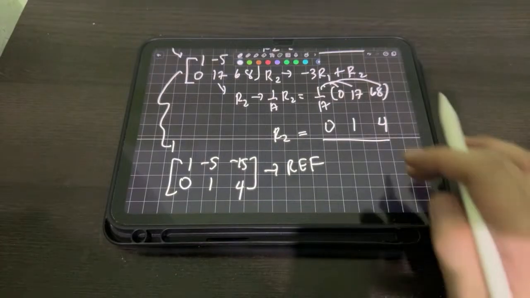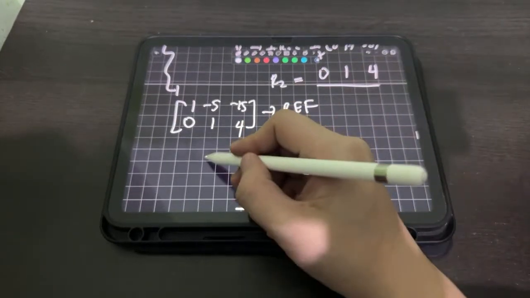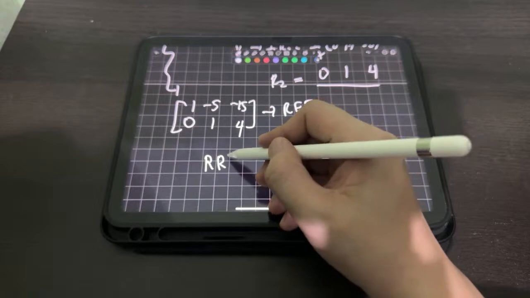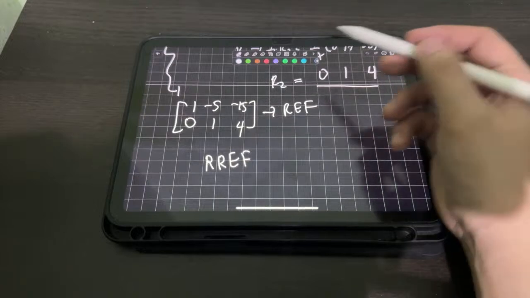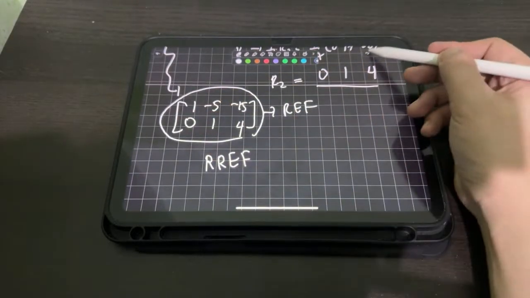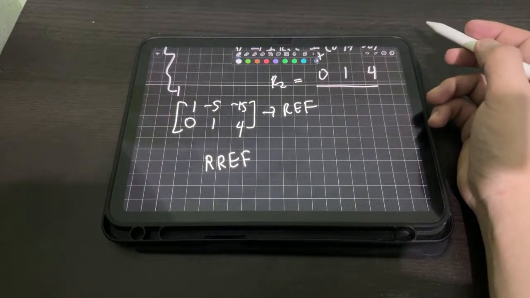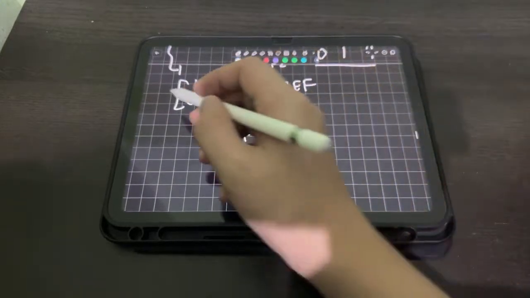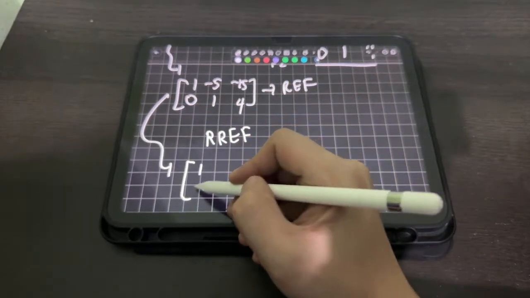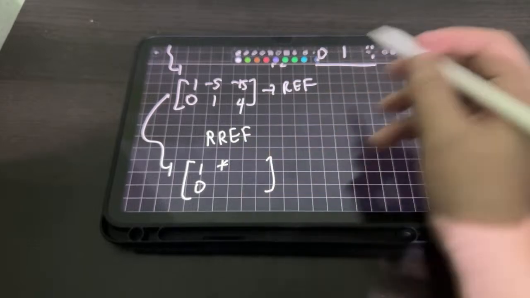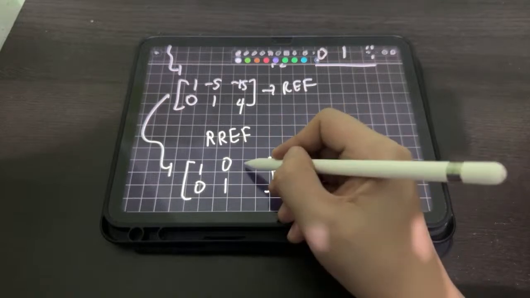Okay, the last form is its reduced row echelon form, or RREF. So from this REF, how can we make this in RREF? The goal is to make this REF look like 1 0 asterisk, 0 1 asterisk.